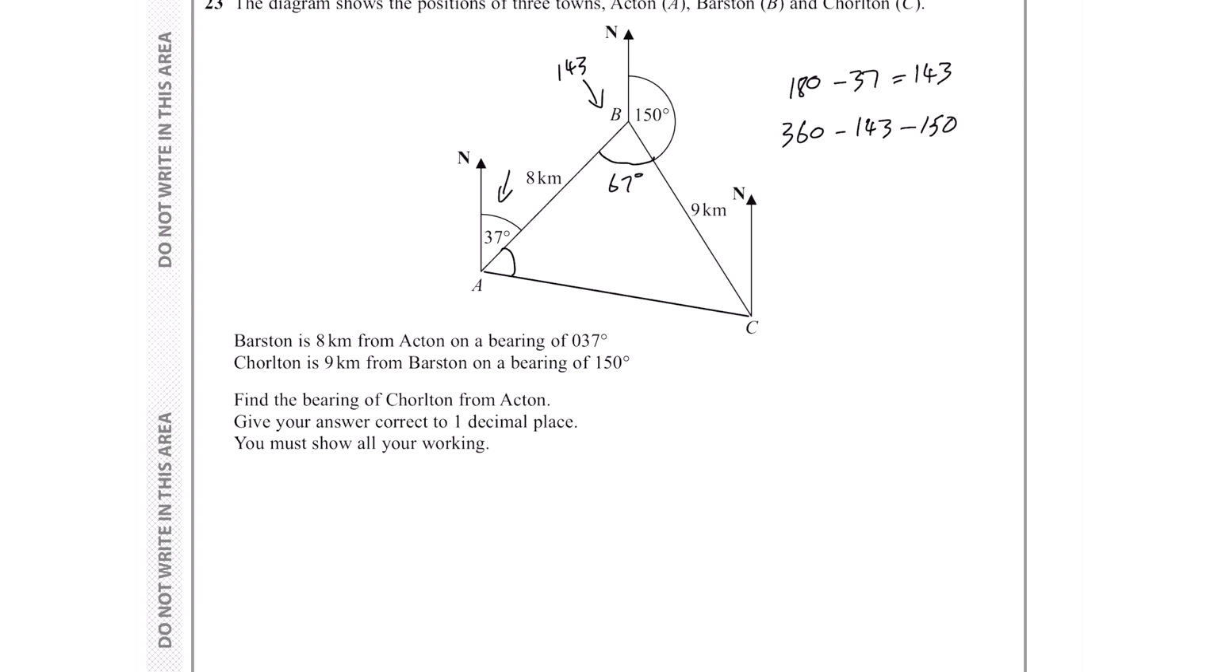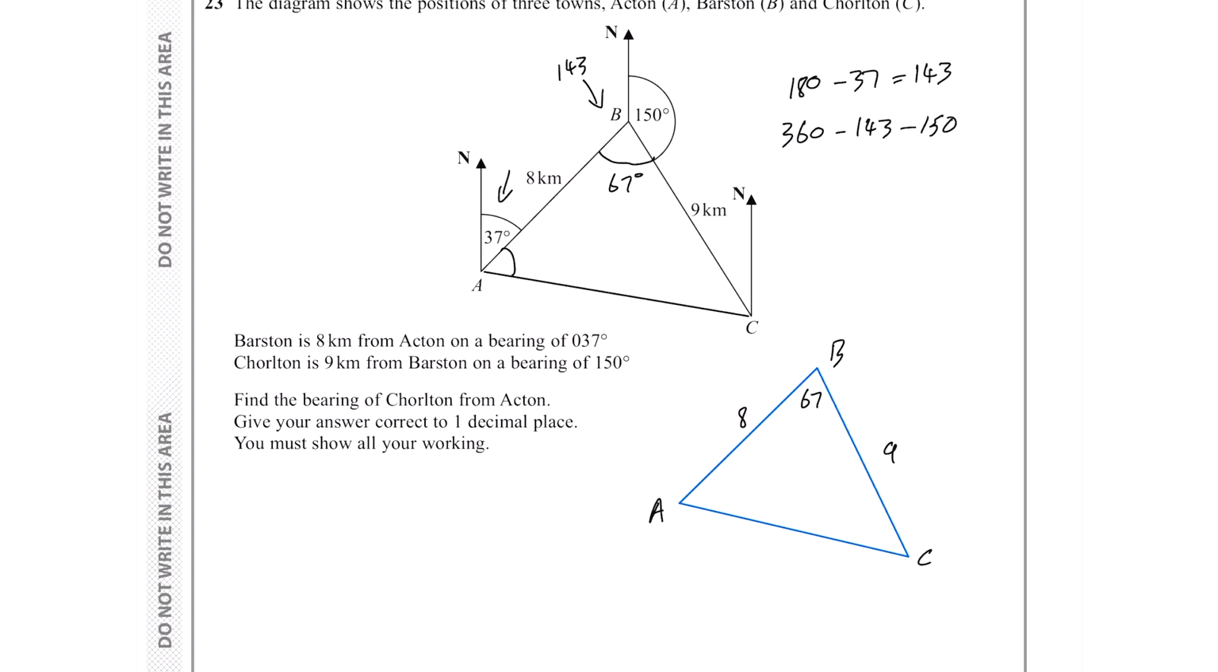I'll now draw this triangle separate from the diagram, because I think it will make it a little bit easier to view. If I draw out the exact same triangle, let me just label the sides. That is A, that is B, that is C. This is angle 67. This is 8. This is 9. And remember, what we're trying to figure out is this angle here, and we're going to add that to 37, and that is the solution to our problem.